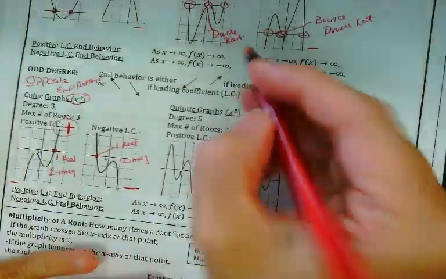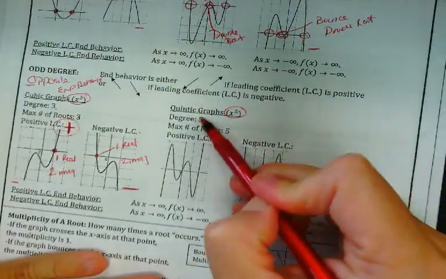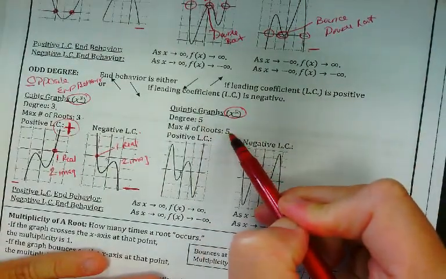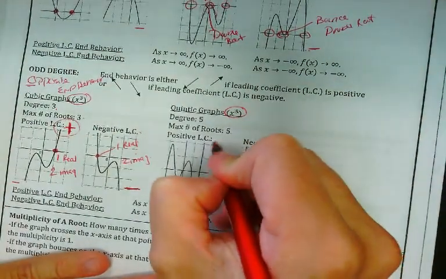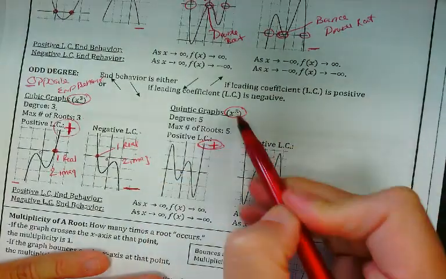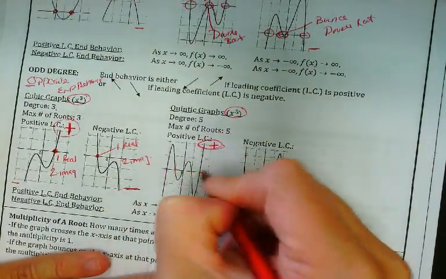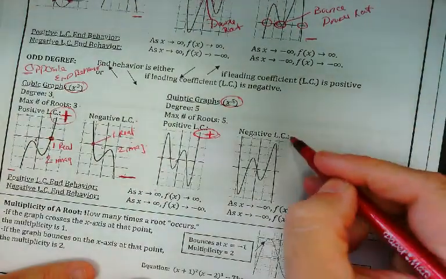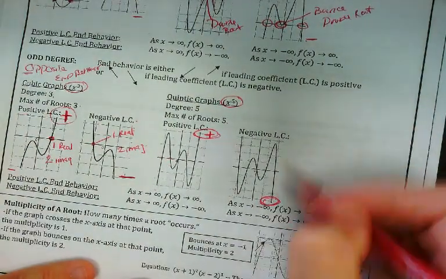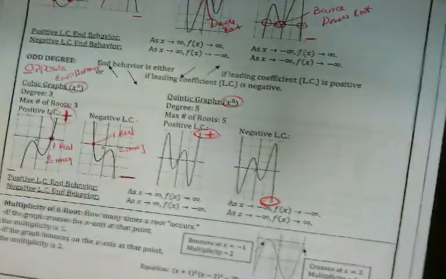All right, take a look at this one, x to the 5th. The degree is 5, so there could be 5 roots. If the leading coefficient's positive, it's going to end high, which means if it's odd, it's got to start low. And there's 1, 2, 3, 4, 5. And then again, if the leading coefficient's negative, it's going to end low, which it starts high, and you've got your 5 roots.